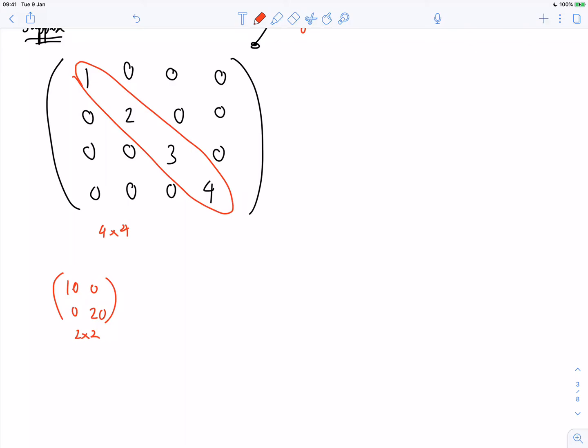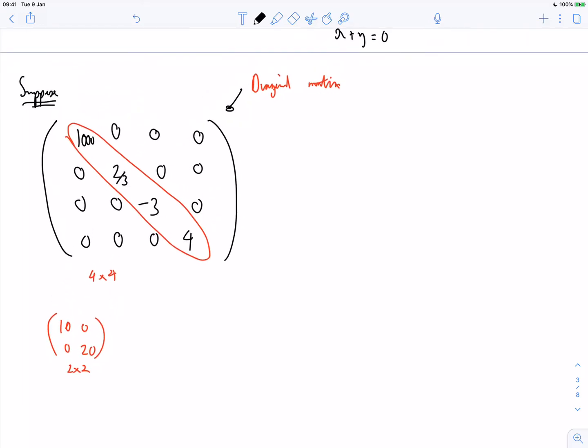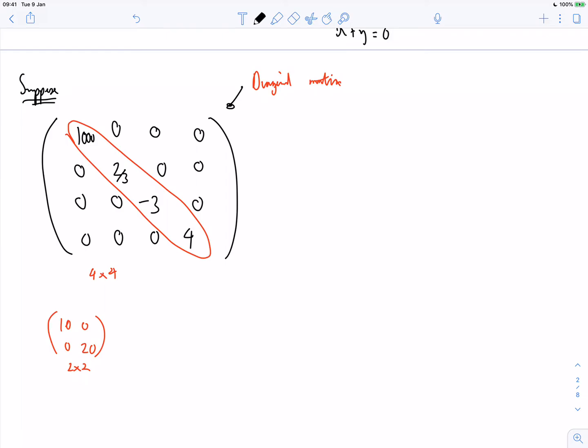They don't have to be positive or negative. For example, this could be a -3, and that could be a 1,000, and this could be 2/3. It doesn't matter as long as they're numbers, real numbers. Could be imaginary in all fairness. As long as they have some value, they're ideally non-zero. But the point is, everything else must be 0. Everything that's not on the diagonal must be 0 for this to be a diagonal matrix.